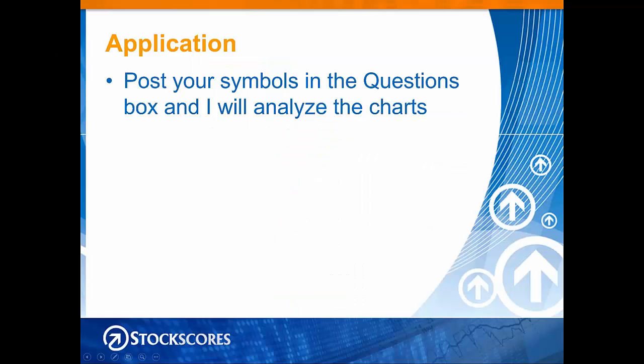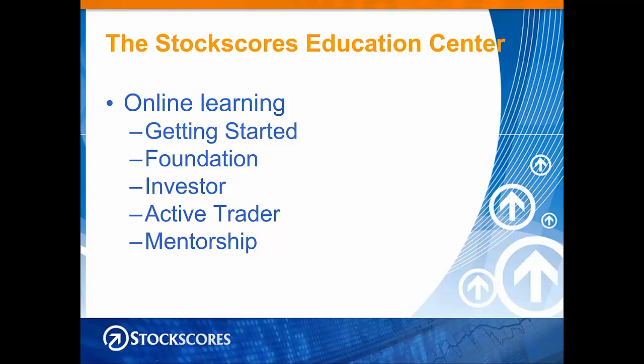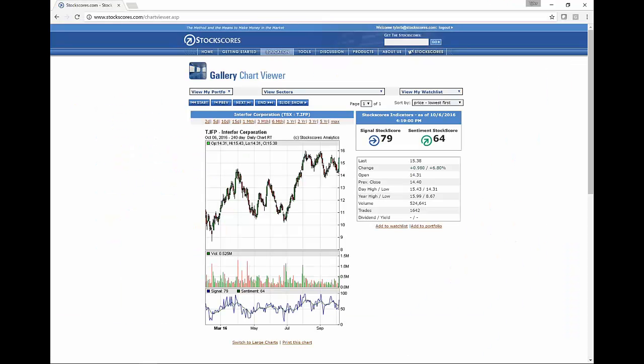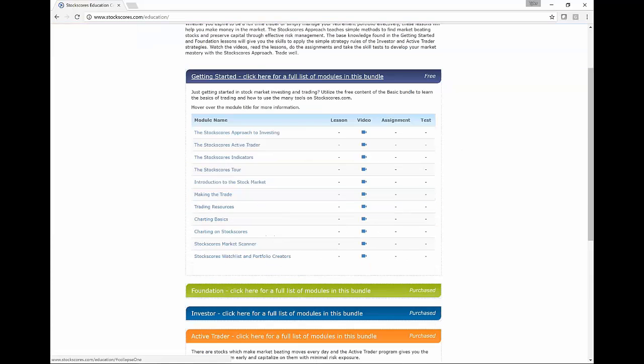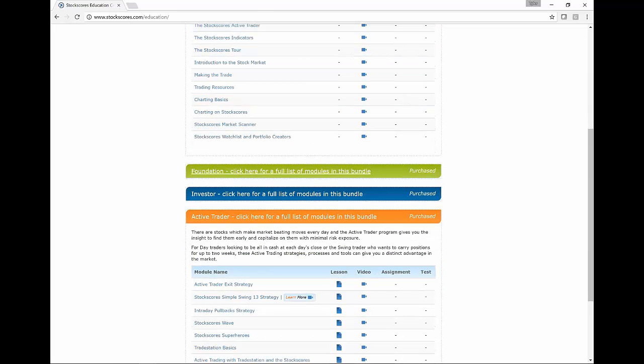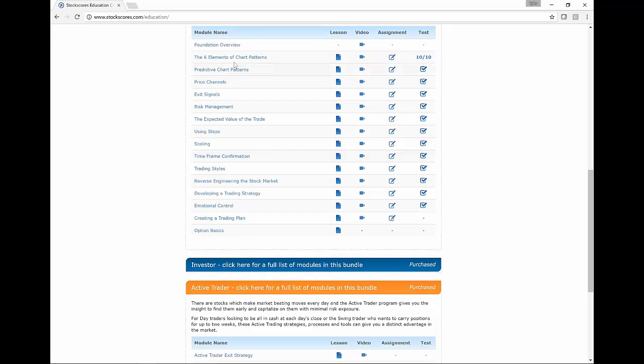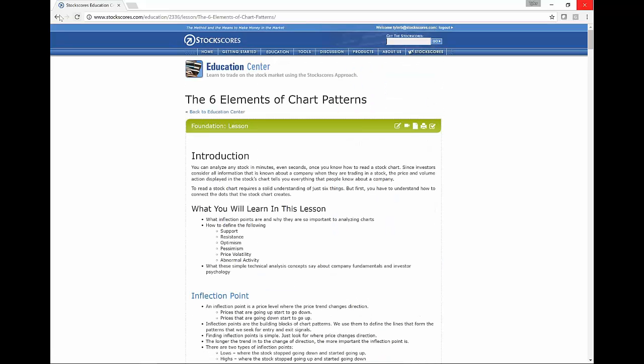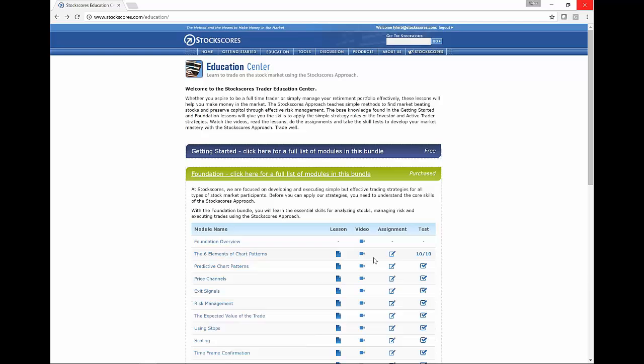Before we do that, I've got a few other things to talk about. The Stockscores Education Center teaches you, just like I've taught you now, where I draw on charts and walk through the logic of different topics. It's an area found on the Stockscores website. So if you go into stockscores.com, go to education, we have the Getting Started area, which has got some videos for you to use to learn the very basics of analysis, how to use the Stockscores website, that sort of thing. We've then got foundation lessons, which teach you things like what I'm teaching you tonight, the 6 elements of chart patterns. There's a much more in-depth lesson on that over what we've done tonight, but it starts with inflection points and it talks about the 6 elements. Not only is there a written component, but there's also a video that you can watch.